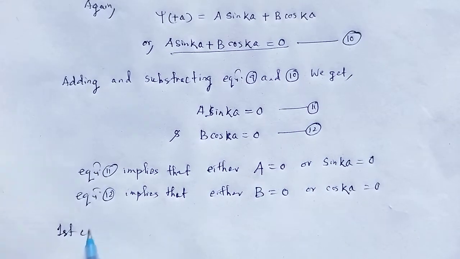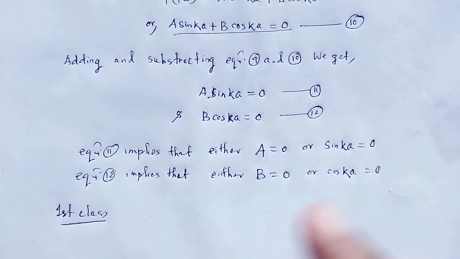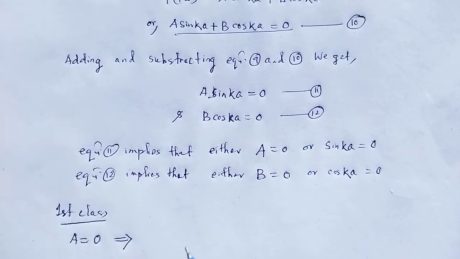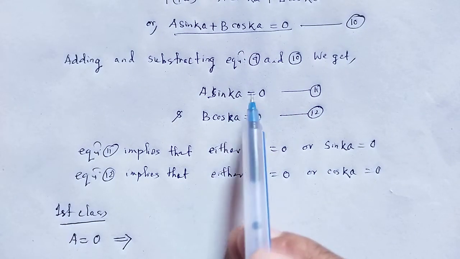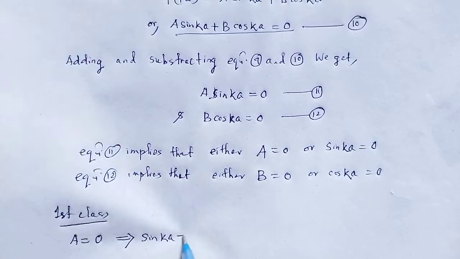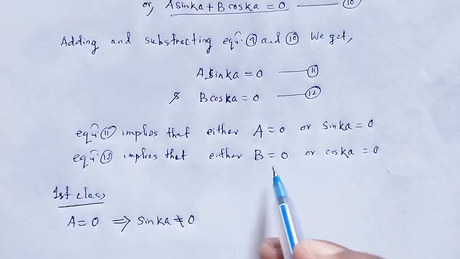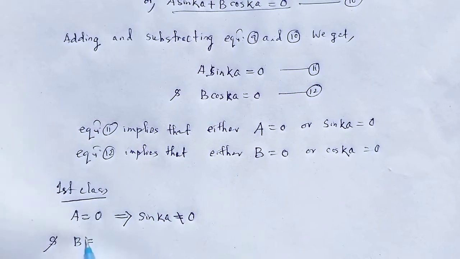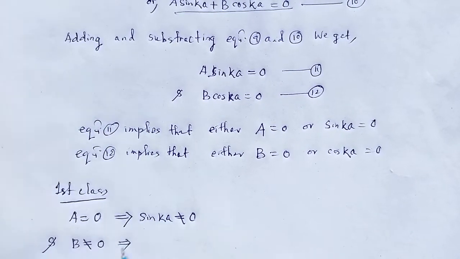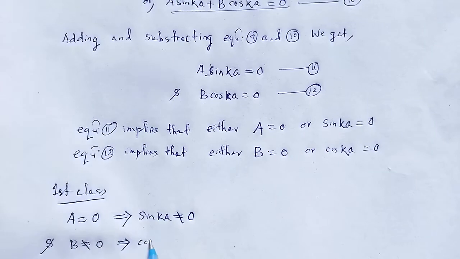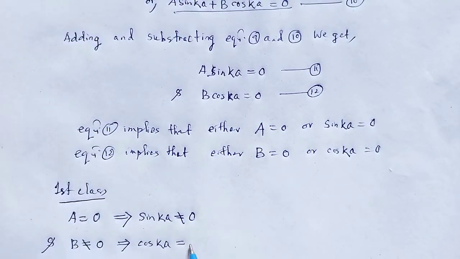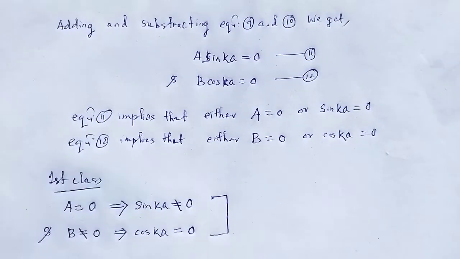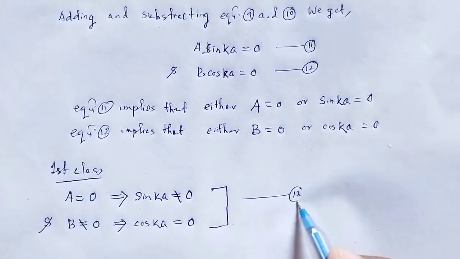Therefore, in the first class we have a is equal to 0. When a is equal to 0, sin ka is not equal to 0, and b is not equal to 0, which implies cos ka is equal to 0. This is one class, let it be equation number 13.